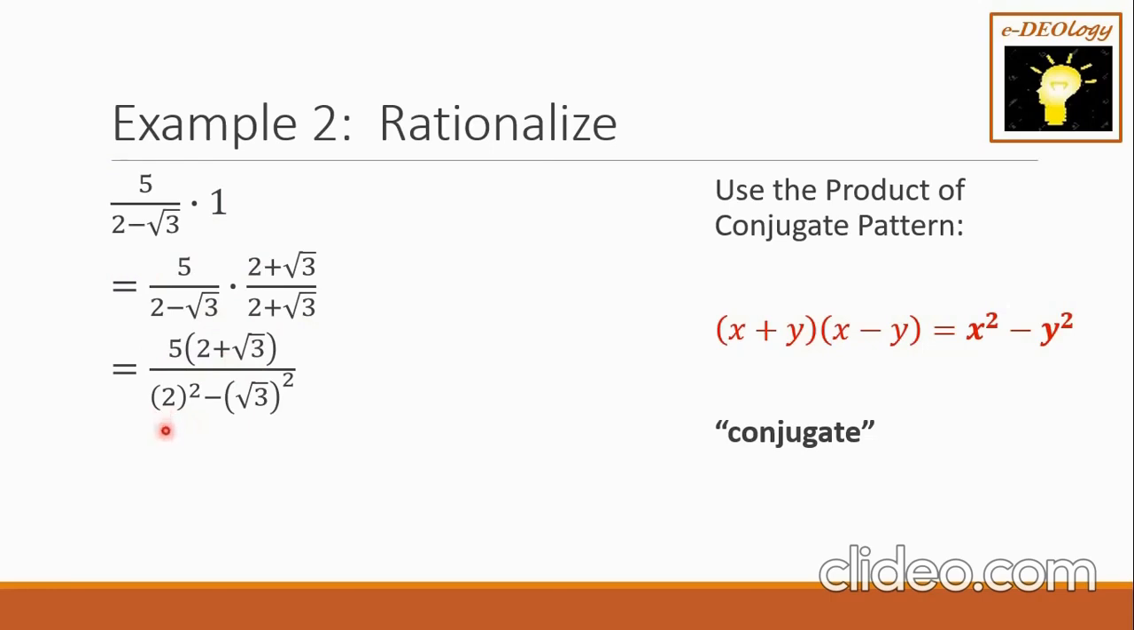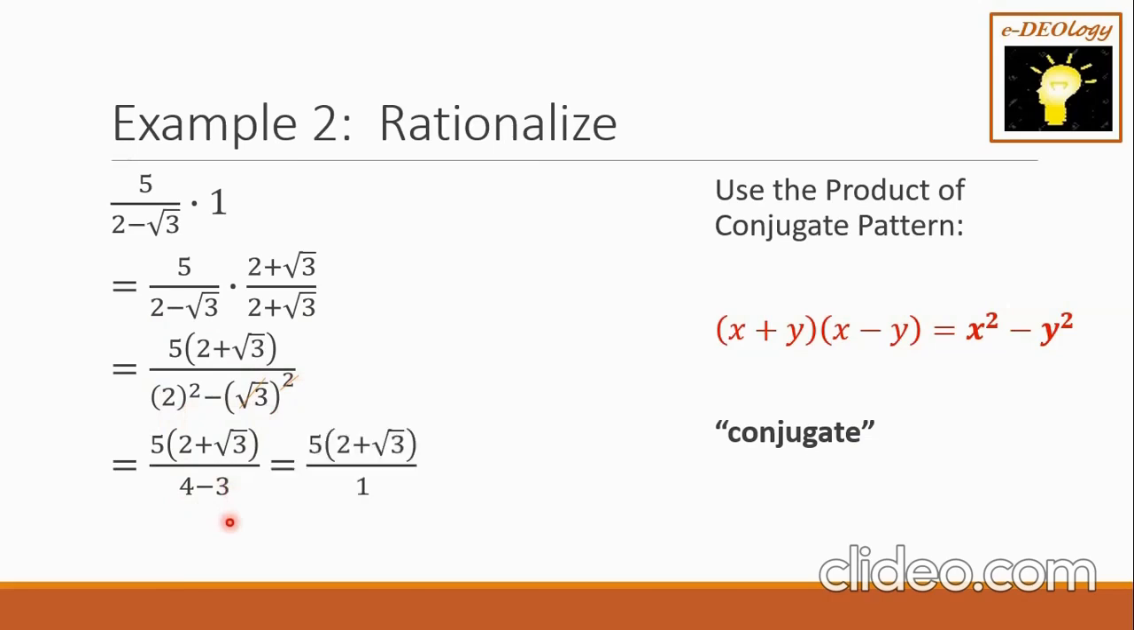In the denominator, we're going to apply now our special product. So the first term 2 is now copied and then raised to 2. Then minus the square root of 3 is copied and also raised to 2. In the next line, we're going to simplify our denominator. So it means the numerator we simply copy here. In the denominator, the 2 squared becomes 4 and then minus. The radical will be canceled along with that power 2. Only the radicand 3 will come down here. So this is 4 minus 3.